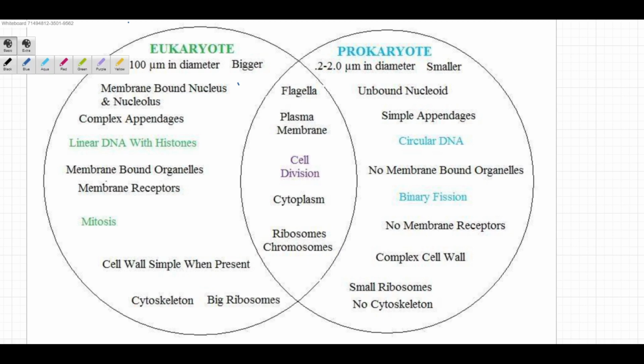You also need to know what's common between eukaryotic and prokaryotic. So both eukaryotic and prokaryotic contain a flagella, a plasma membrane, cell division, cytoplasm, and ribosomes.